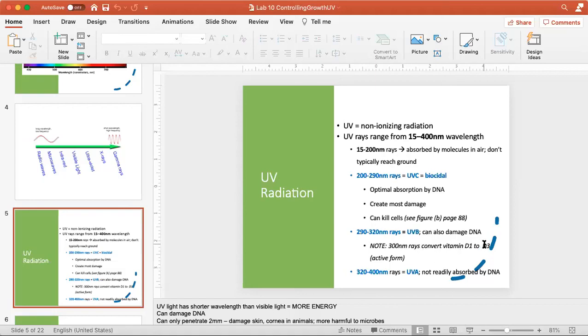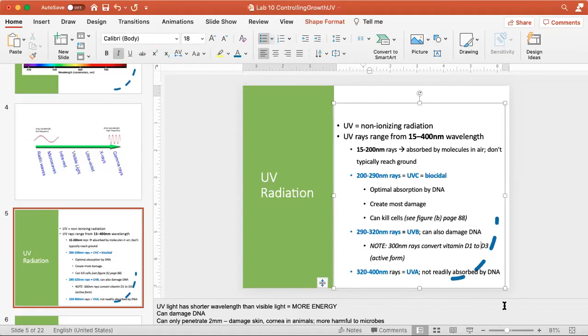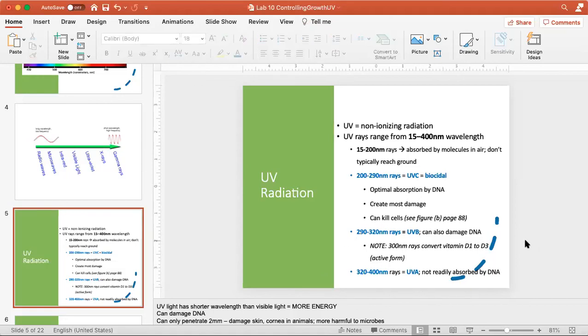So you've probably heard that being out in the sunshine is actually good for you a little bit, because it helps your body make vitamin D. It makes the active form of vitamin D.